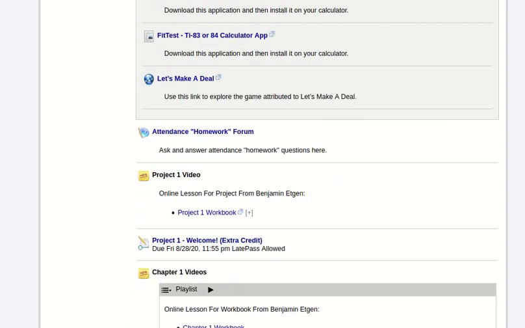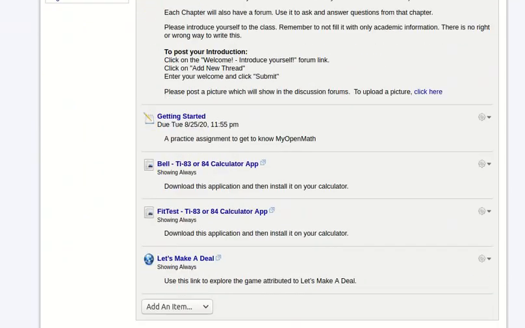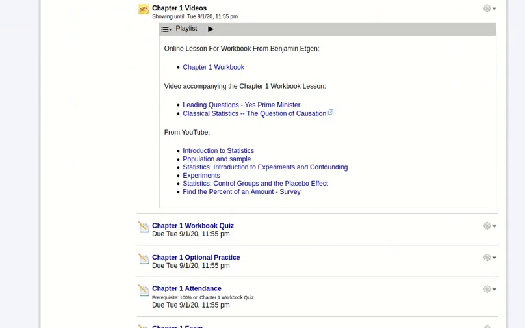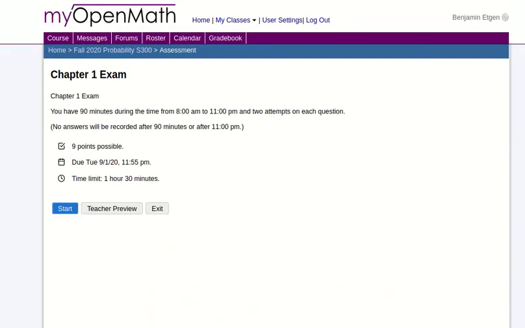So let me go in as an instructor so I can show you what that looks like. So I'm going to go down here, and it will let me in because it will let me into stuff I've created. So once you click on this, notice that it's an exam. You have 90 minutes, so there's actually a timer again, just like on the workbook quizzes. And you have 2 attempts on each question. Not 100 like the practice, not 3 like the homework, just 2.